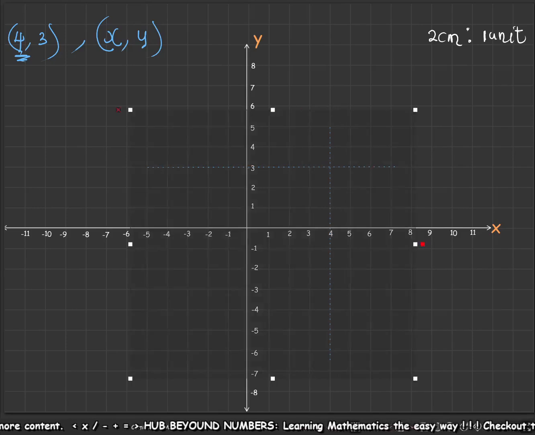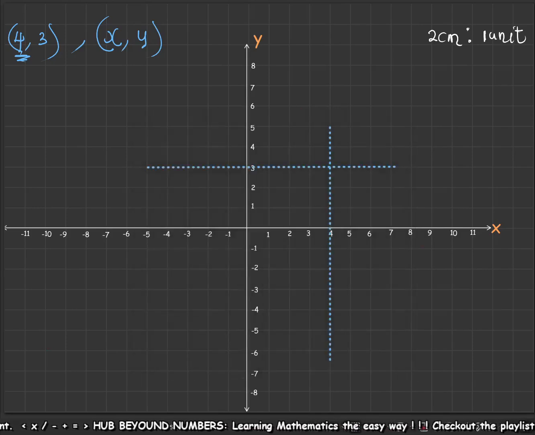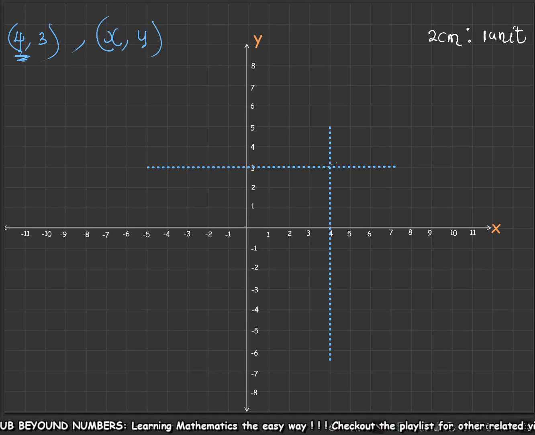With mine over here, let's see where they intersected. They intersected over here, you see. They intersected over here, this here. So that is the point where the coordinate is. I hope you do get me.